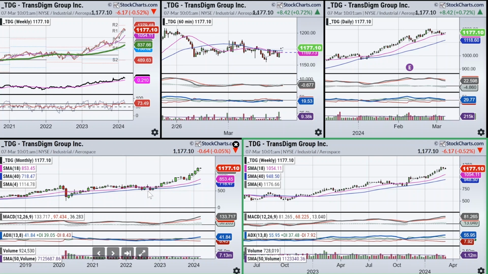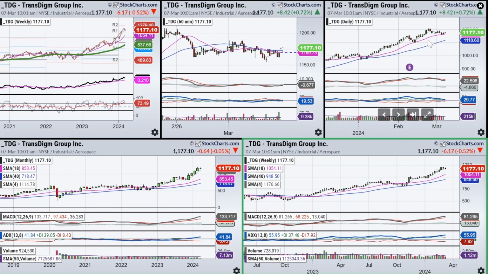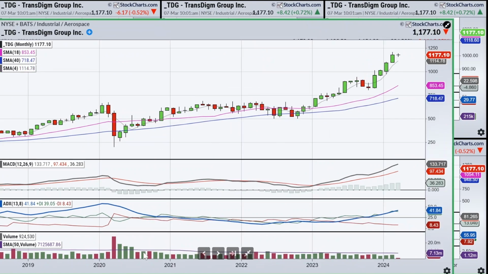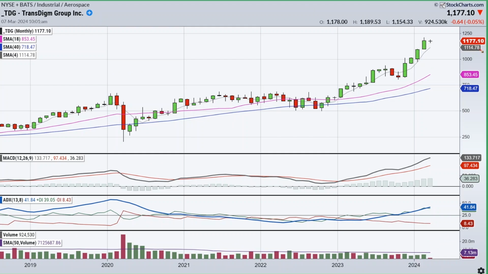So I recognize a lot of guys like to trade off the daily chart. All right, and I don't have a problem with that, but you have to take it in the context. All right, you have to understand where, like, if I get a 2-bar pullback on the monthly and I'm looking at the daily at this point, to me that's not bad.